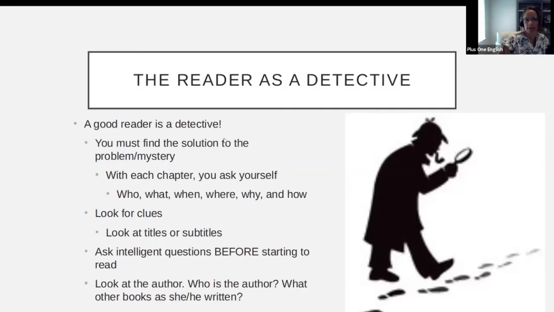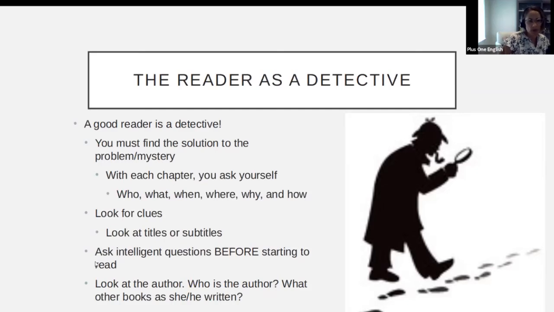A good reader acts as a detective. You must find the solution to the problem or the mystery. With each chapter, you ask yourself questions like who, what, when, why, where, and how. You look for clues. You are very aware of the text, of bold, of underline, of colors, of photos. You look at the titles and subtitles. You ask questions before you start to read. Oftentimes, this is the biggest learning curve.